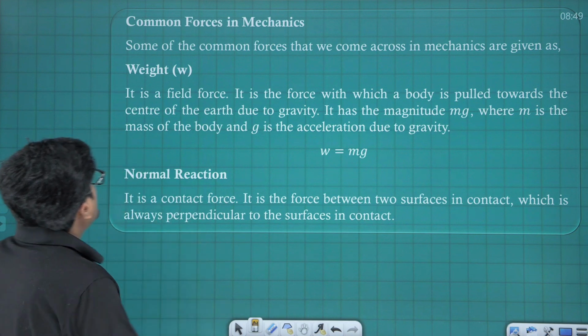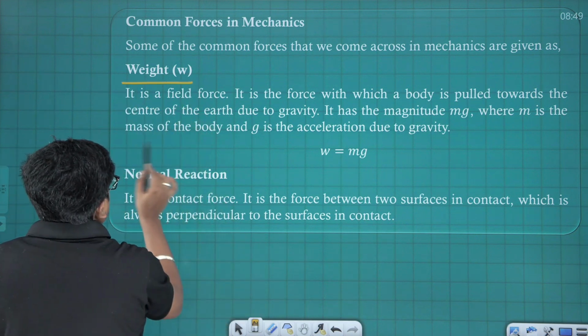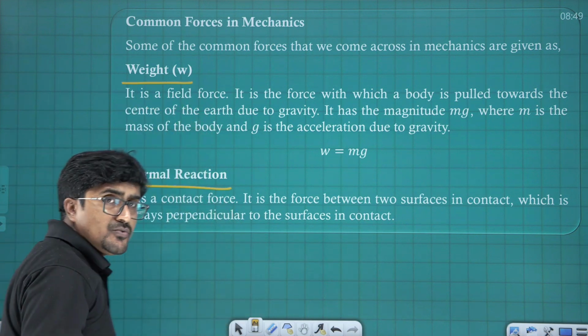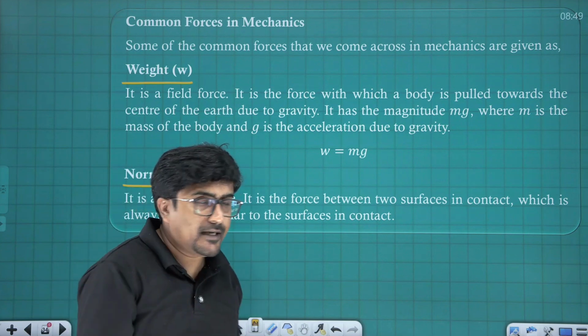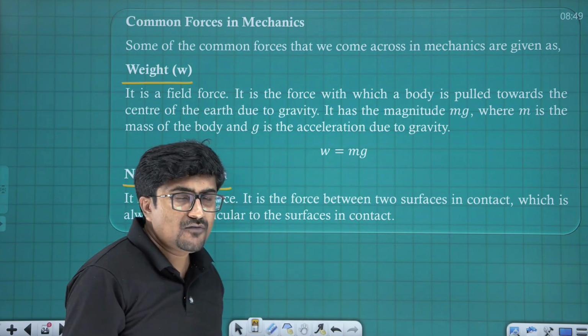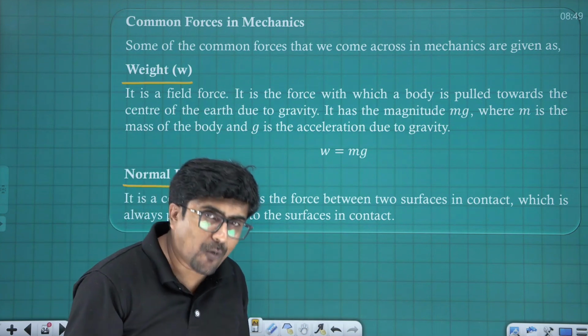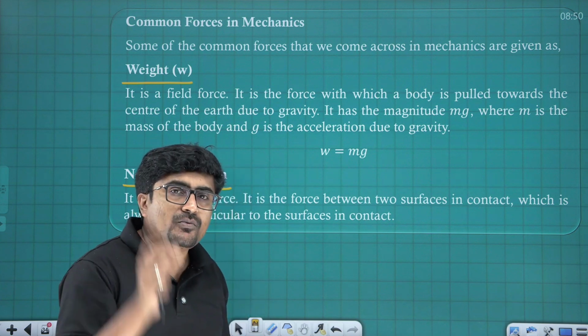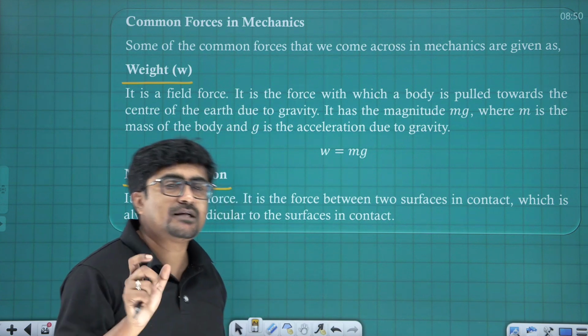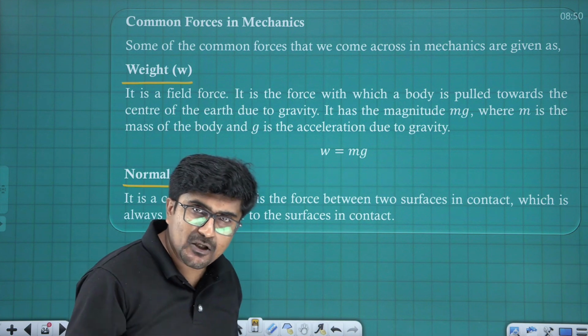The next one is some common terms that we are going to deal with, especially related to force. The first one is weight. The force exerted on any body due to the gravitational pull of Earth is known as the weight. That is basically m into g.